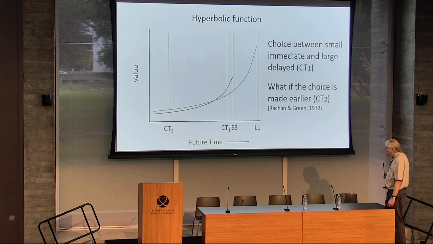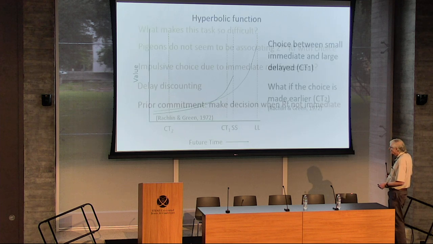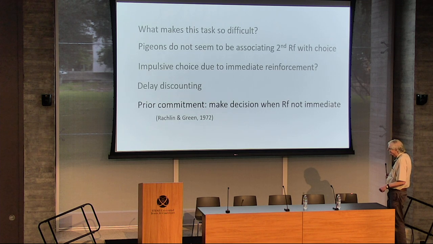But if you ask animals to make that choice a lot earlier, so it's at this point in time, so that there's a smaller sooner and there's a larger later, the hyperbolic functions cross over, and now you can get the animal to choose the larger later. So the hypothesis was if there was some way of reducing impulsivity, in a sense, by making the choice response earlier than the reinforcer, then maybe we could get the animals to learn this task better. Call it prior commitment, is what Rachlin and Green called it. Make the decision when reinforcement is not immediate.